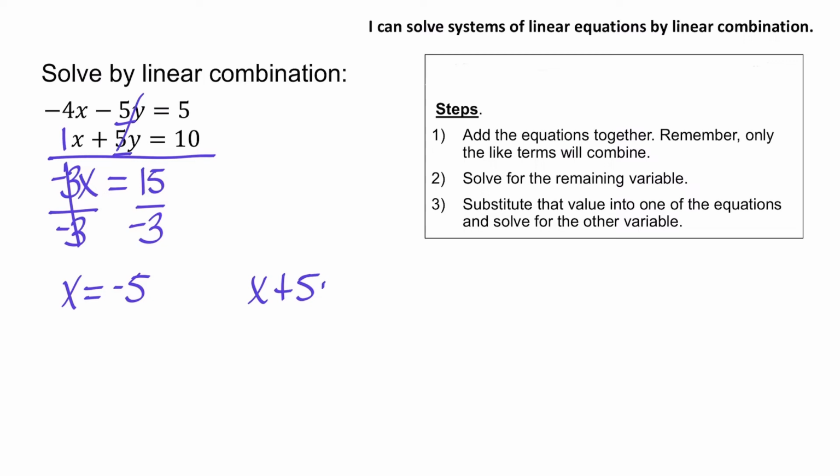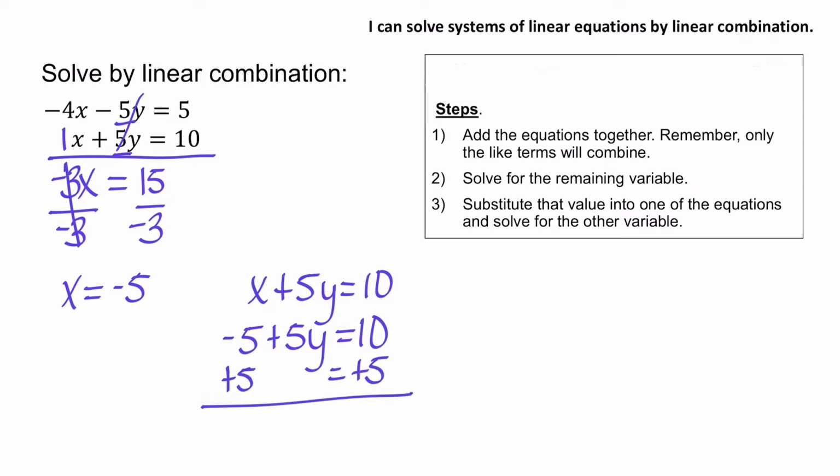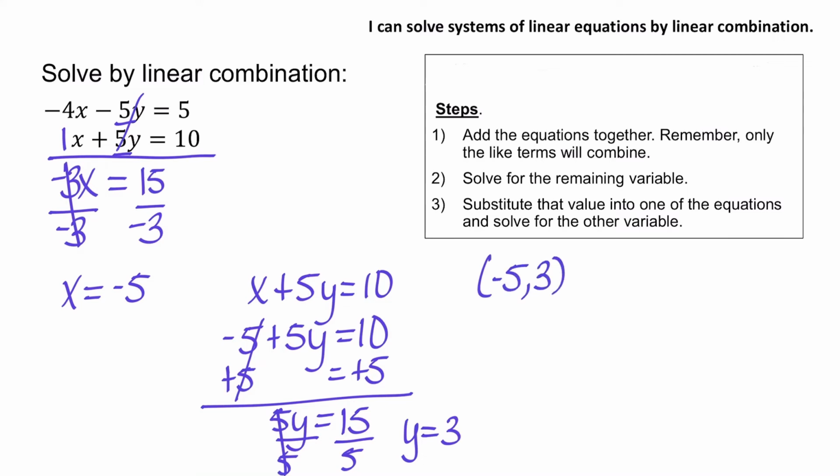I have x plus 5y equals 10. I plug in x equals negative 5, and then I have negative 5 plus 5y equals 10. So now to move the negative 5, I'm going to add 5 to both sides. And then the minus 5 and plus 5 will cancel, and you have 5y equals 10 plus 5, which is 15. So now I'm going to divide both sides by 5. And this cancels, leaving me with y equals 15 over 5, which is 3. So my solution now is negative 5, 3.